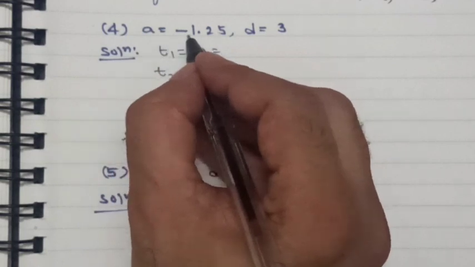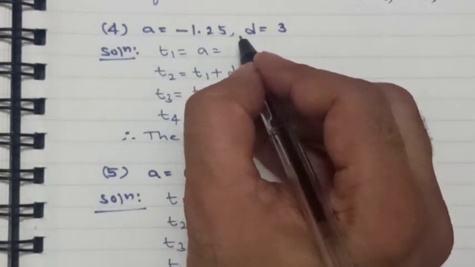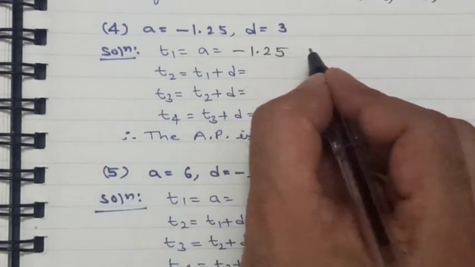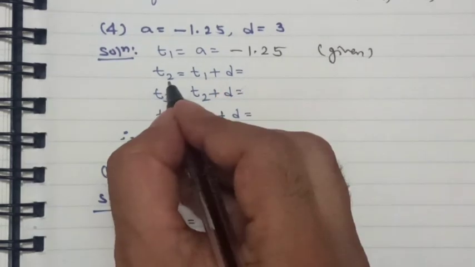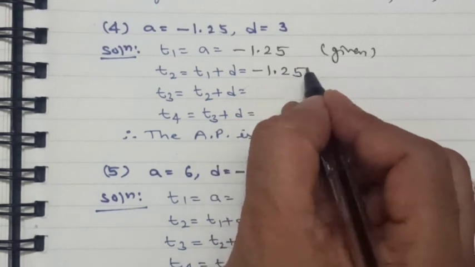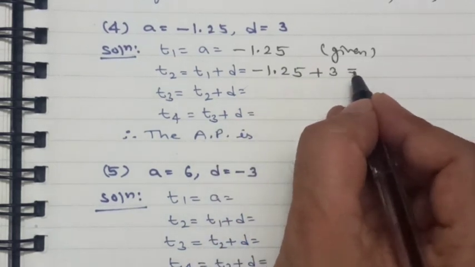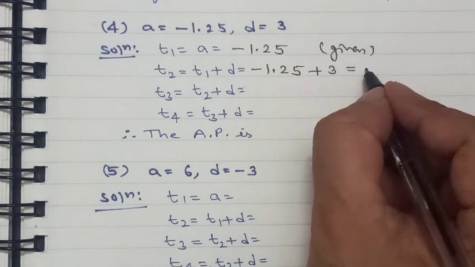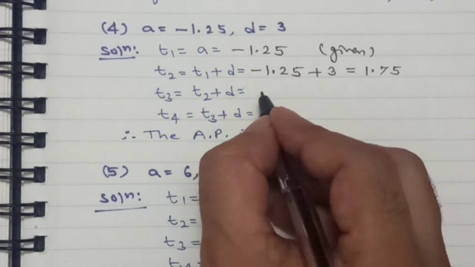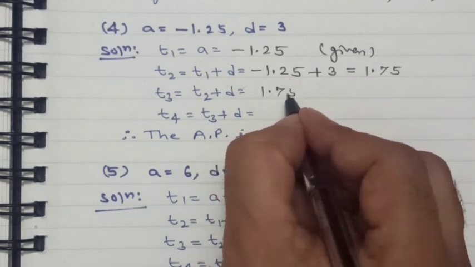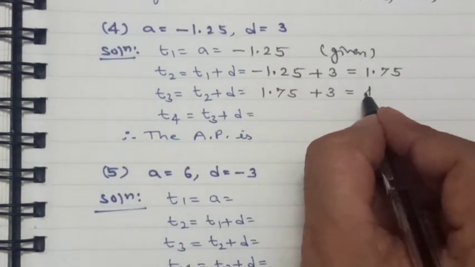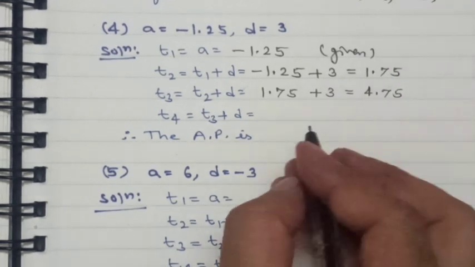Fourth question, A is minus 1.25, comma D is equal to 3. So write T1 as minus 1.25, which is given to you. To find T2, add D to T1, so T1 plus D, that means minus 1.25 plus 3, and you will be getting 1.75. Now this T2 is 1.75. You add 3 to get T3, you will get 4.75.